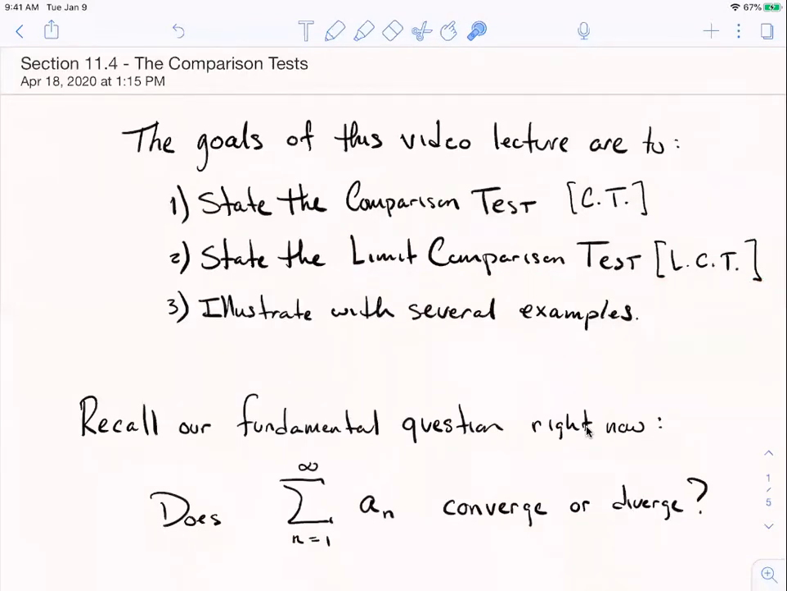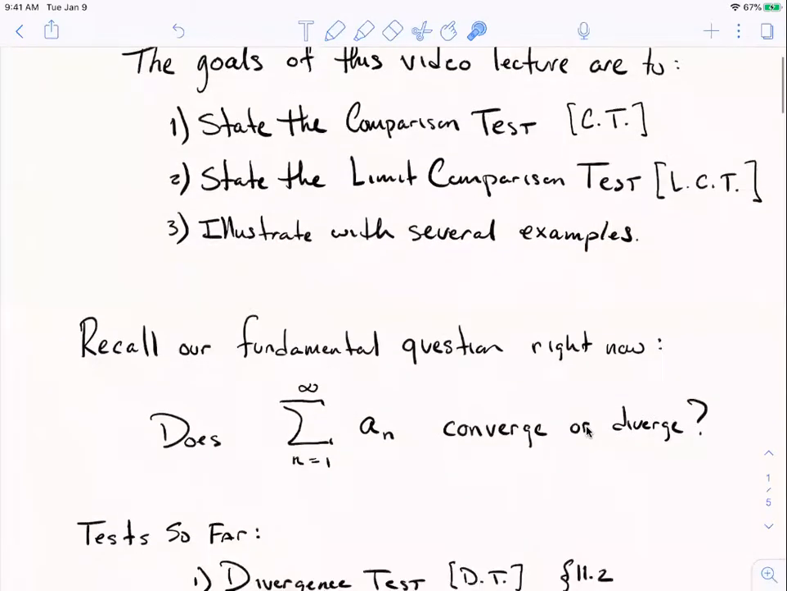So the goals of the lectures are to state those tests. I won't give proofs of them in this video lecture. You can ask me about why they work and how the proofs work in an office hour or in an online Zoom meeting class, because my main purpose is to get these things stated, then illustrate how to use them with several examples.